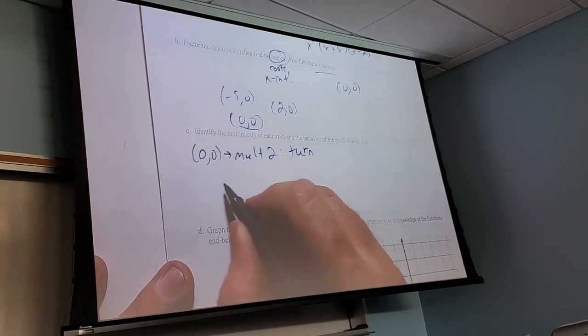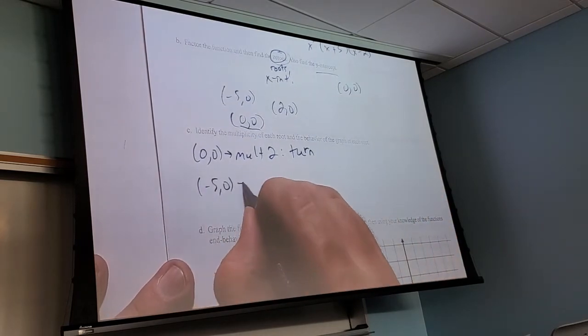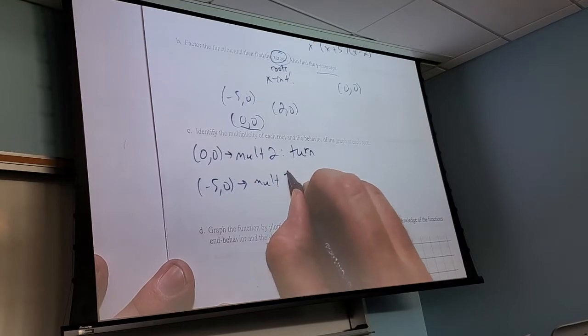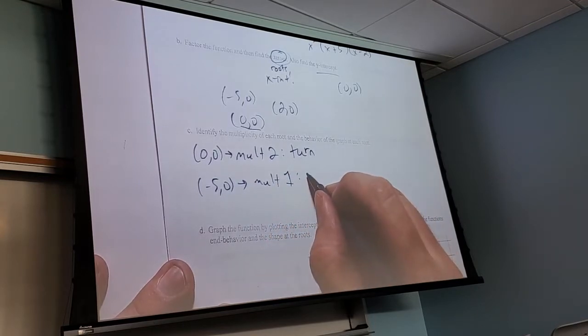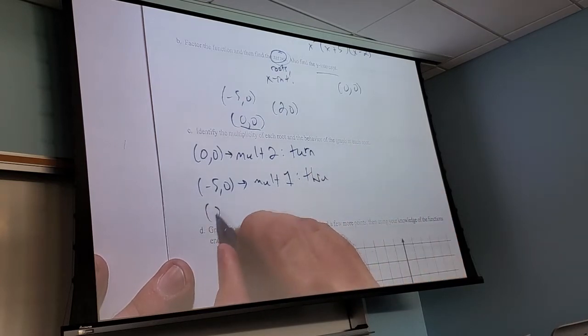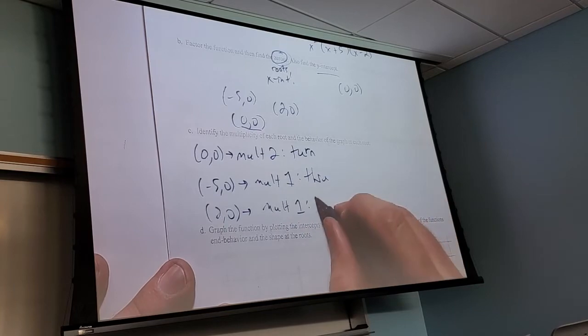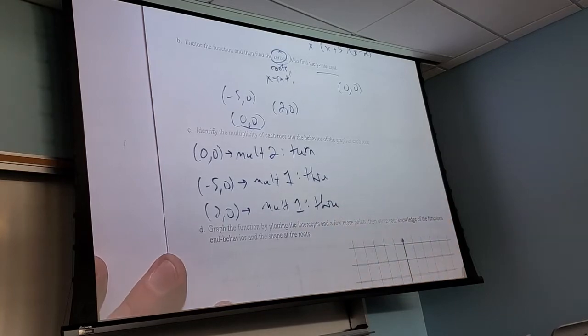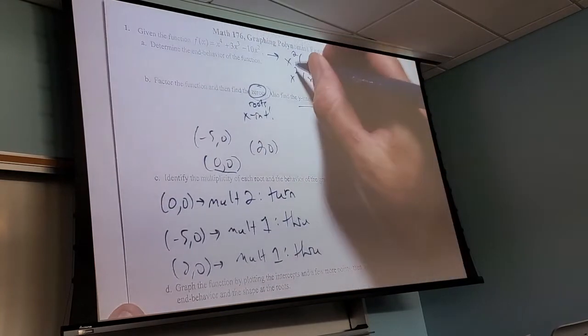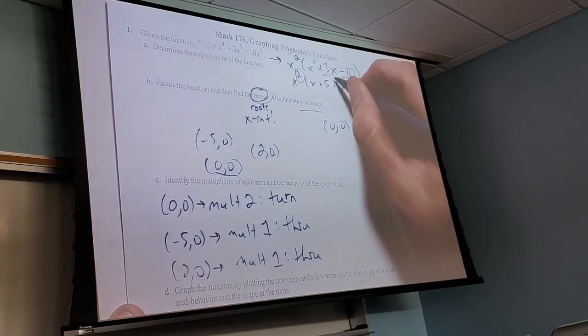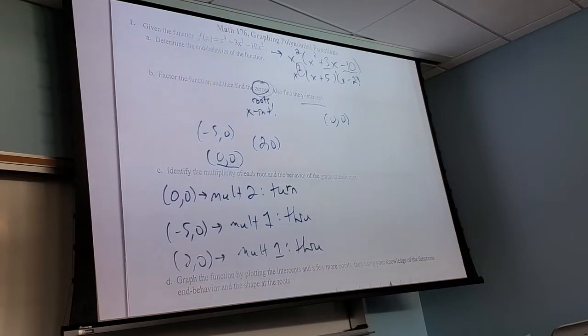What about (-5, 0)? What's the multiplicity? 1. So it's going to do what? Go through. And then (2, 0), the multiplicity is 1, so again, it's going to go through. There's multiplicity 2, multiplicity 1, multiplicity 1. Even multiplicities, it's going to do like a parabola and turn. Odd multiplicities, it's going to do like a cubic and go through.